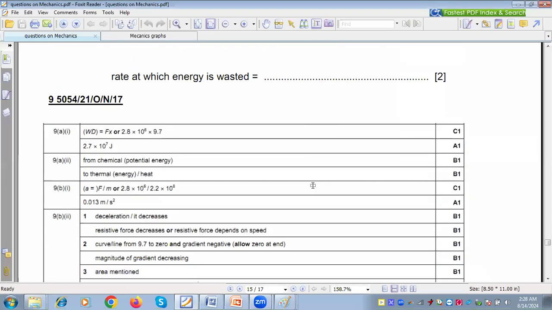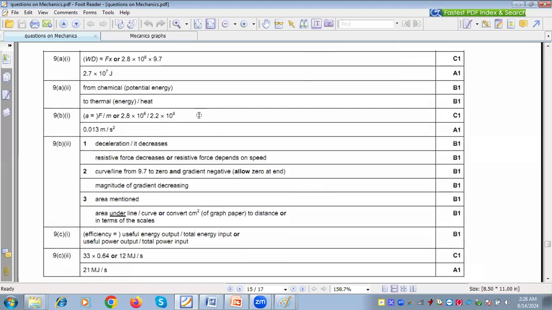So this is the marking scheme. Work done is calculated. The answer of acceleration, you can see chemical potential to thermal energy. Why don't we write kinetic energy? Because the speed is not changing. Speed is constant, so it means there is no change in kinetic energy. So where is that chemical potential energy appearing? That is appearing in the form of heat. Work done against resistive forces appearing in the form of heat. Acceleration, we got the same answer.